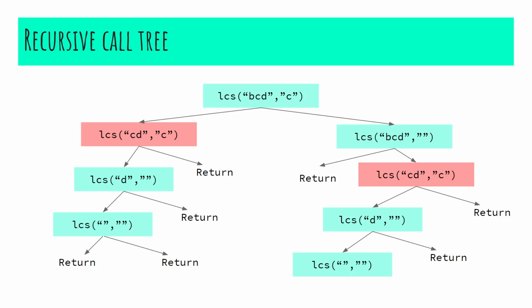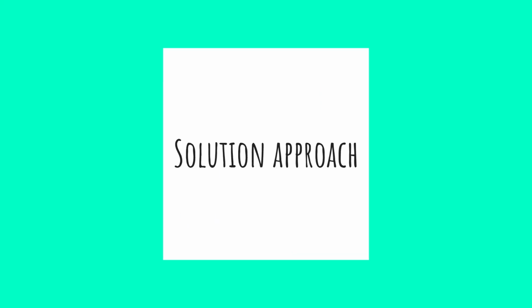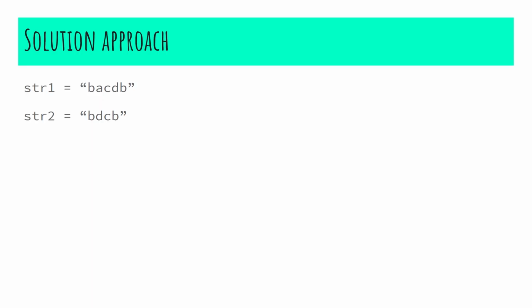A problem is said to have optimal substructure if an optimal solution can be constructed from optimal solutions of its subproblems. Both these properties make it obvious that this problem can be solved using the dynamic programming method. But before we look at the dynamic programming algorithm, let's look at the solution approach. Let's consider another pair of sequences, B, A, C, D, B and B, D, C, B.